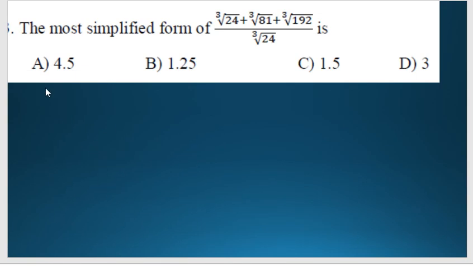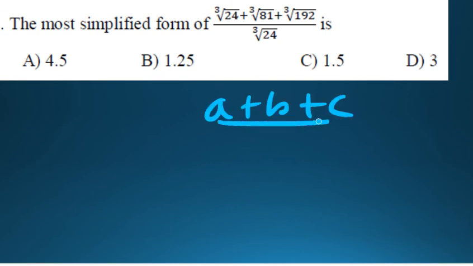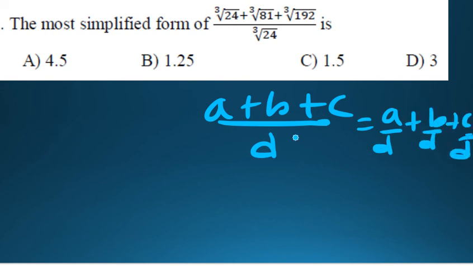Okay, the next question again, all of them are in cube root. It says cube root of 24 plus cube root of 81, again plus cube root of 192, the whole over cube root of 24. But we cannot put the whole together because there is a plus, we can't do that. So we can give the denominator to each, because if you have a plus b plus c over d, you can write it as a over d plus b over d plus c over d. The denominator can be given to each of them in case of addition and subtraction.